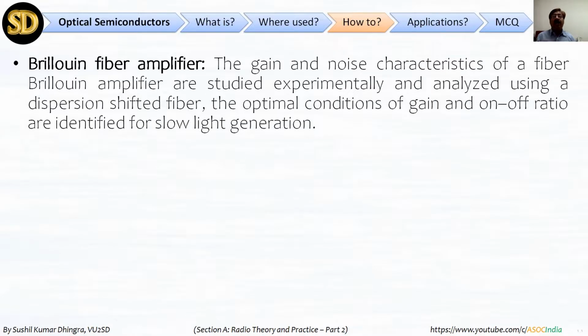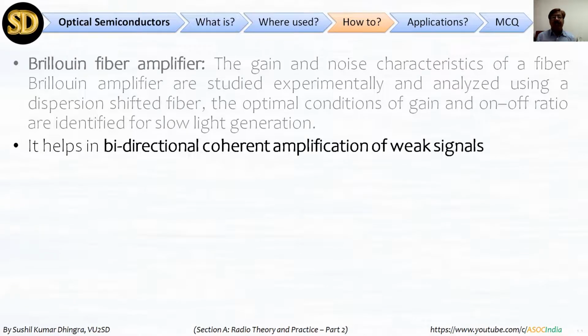Brillouin fiber amplifier. This is also very much used. The gain and noise characteristics of a fiber Brillouin amplifier are studied experimentally and analyzed using a dispersion shifted fiber. The optimal conditions of gain and on-off ratio are identical for slow light generation. This is the difference: this one is better for slow light generation at the slightly lower side of amplification. So this helps in bidirectional coherent application of weak signals.